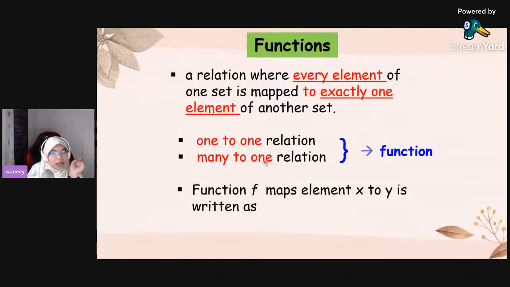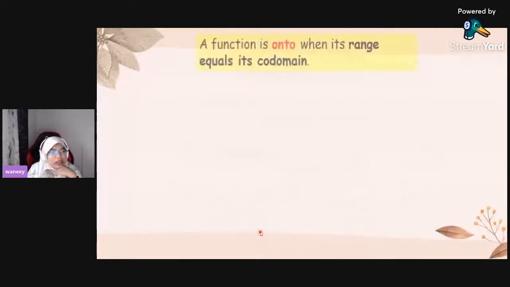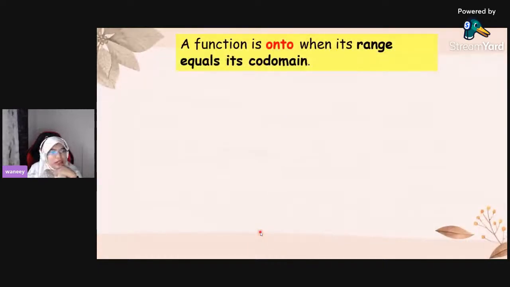Okay, so a function f mapping element x to y is written as y equals f(x). So f is the function mapping element x to y. Okay, so let us illustrate them. A function is onto when its range equals its codomain.